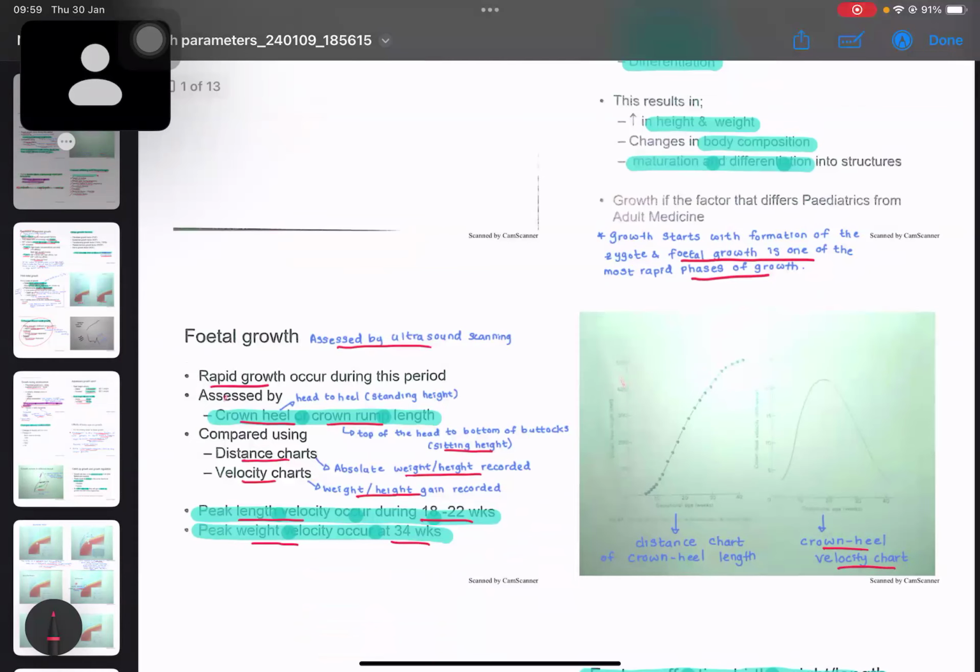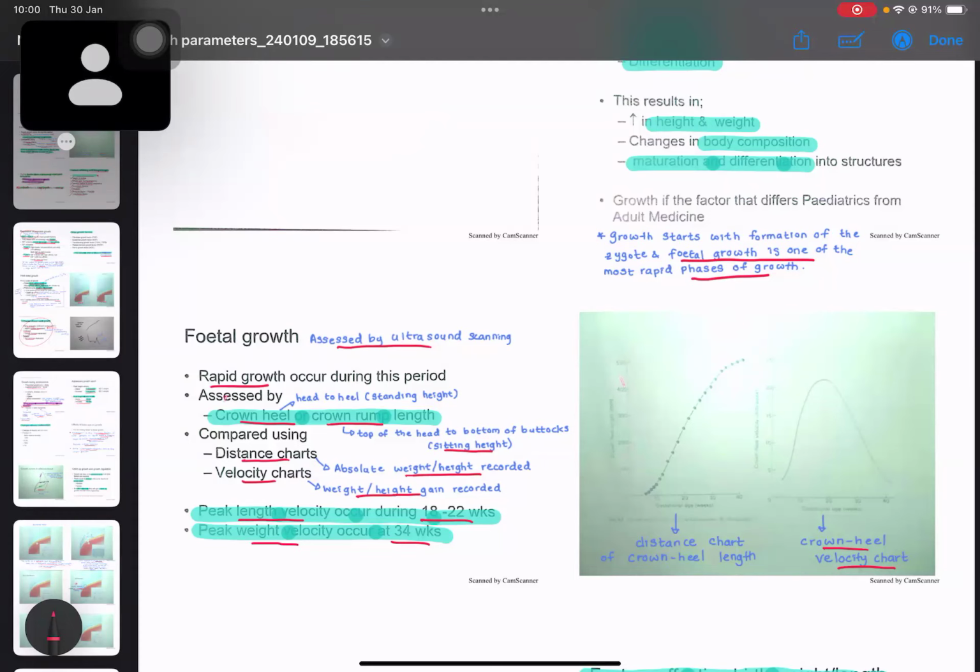Okay, then fetal growth. Fetal growth is usually assessed by ultrasound scan when the mother is pregnant, and rapid growth occurs during this period. Usually in MCQs, they give stems like "rapid growth occurs in adults." That is a false statement, because rapid growth occurs during the fetal stage. Within 10 months, from one cell, an organism is made. So that's the rapid growth phase of a human being.